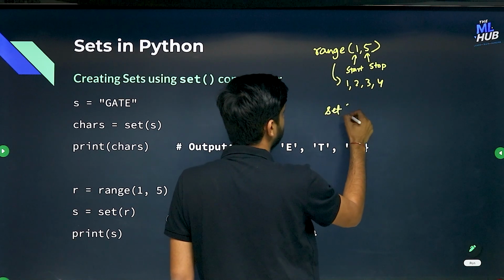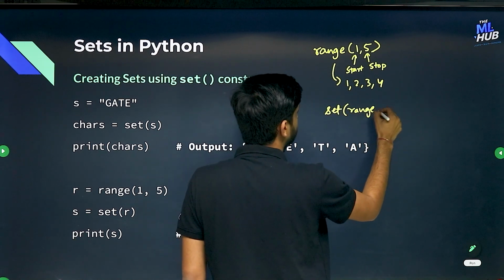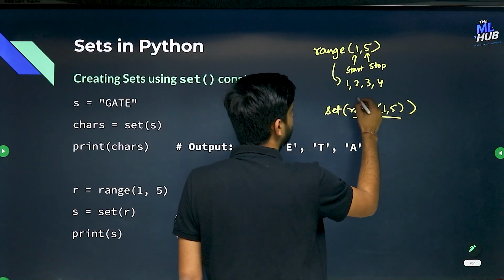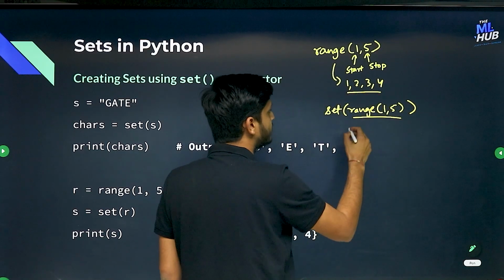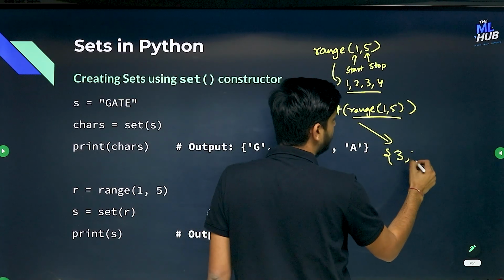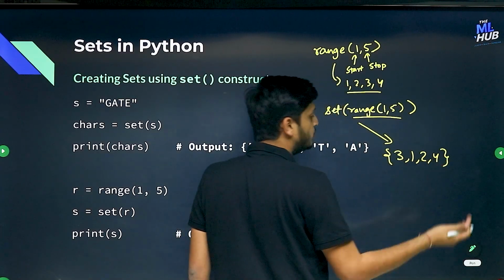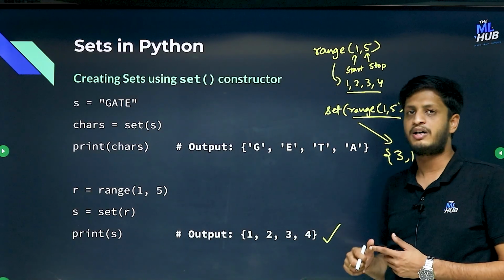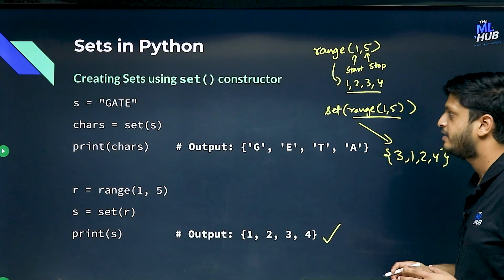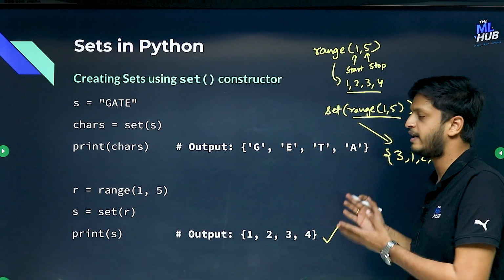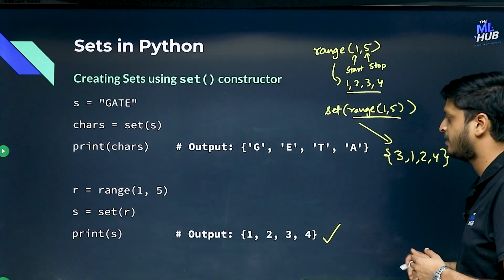If you say set range 1, 5, it will convert this iterable into a set, which means the values 1, 2, 3, 4 will be inserted in a set. When you print this set, order again is not guaranteed. You might have 3, 1, 2, 4, or you can have 1, 2, 3, 4, any order. So order is not guaranteed, but the set will contain the elements 1, 2, 3 and 4. Okay, so this is how you can create a set using the set constructor. You just have to give it any iterable and it will convert it into a set.